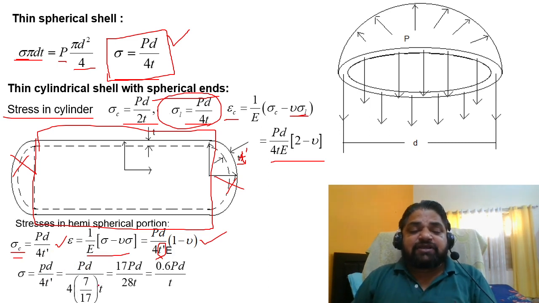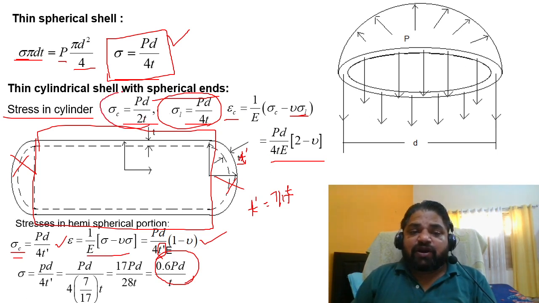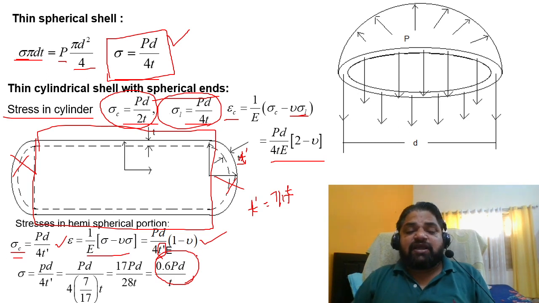Now t prime is expressed as 7 by 17 into t. From where this 7 by 17 into t has come will be clarified in the next step. So it is converting to 0.6 pd by t. Earlier we got sigma c as 0.5 into pd by t. Now in a hemispherical end we got 0.6 pd by t.